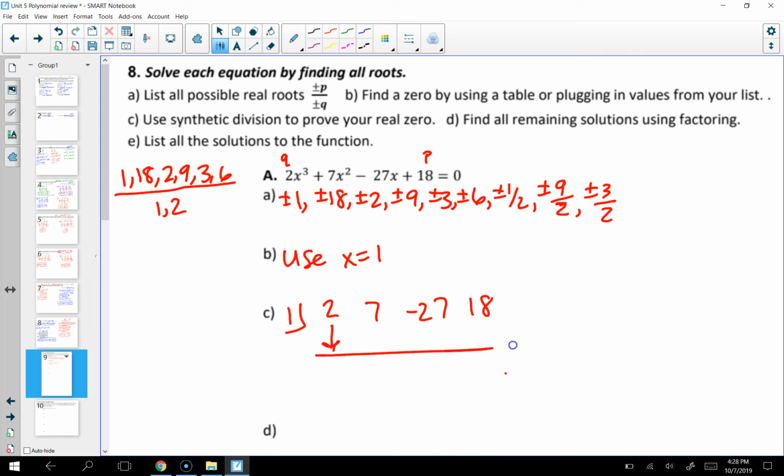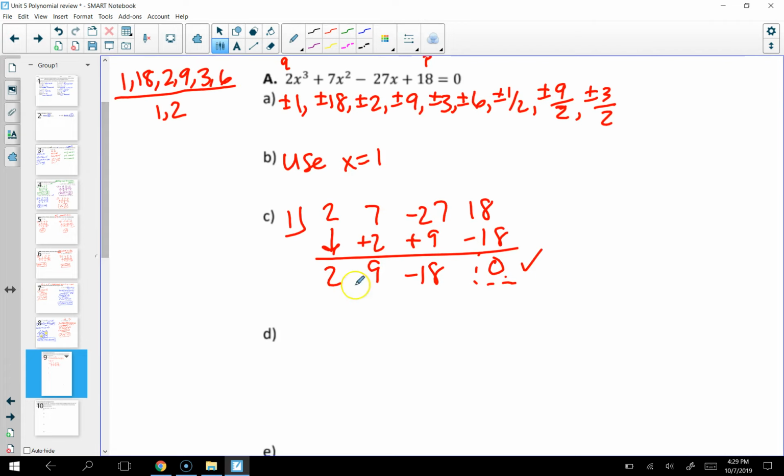Remember, if I pick the right one, my remainder should always be 0. So let's see, multiply, add, multiply again, and add, multiply. Whoop, it's a negative this time. There we go. Subtract to give me 0. So far, so good. Now we're going to have to factor this guy, which is now 2x squared plus 9x minus 18, to find my other 2.